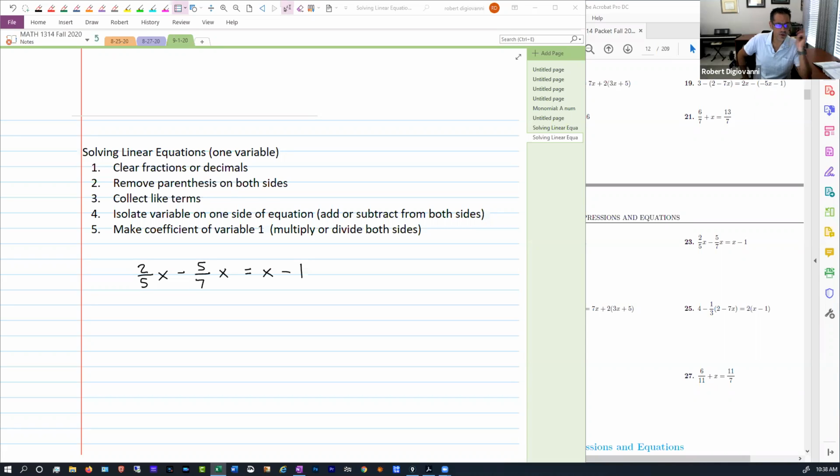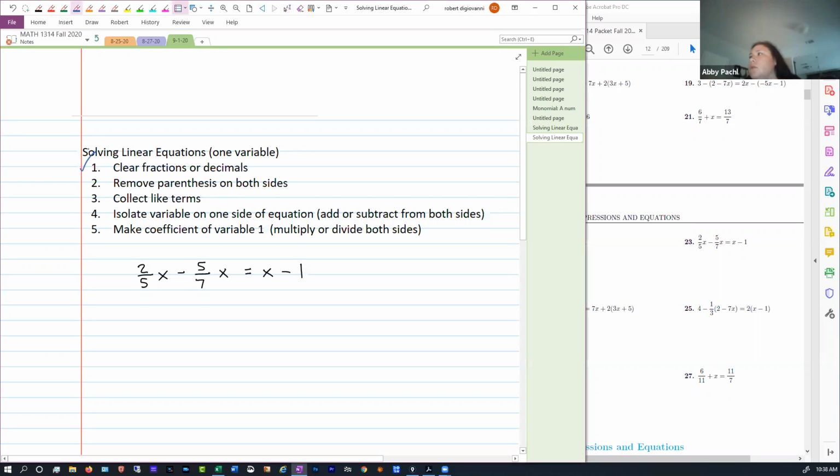So we're going to try and clear the fractions, right? That's the first step. So we actually have fractions for the first time. So when we clear a fraction, Abby, are you familiar with it? You know what? You seem stressed. Do you want me to just come back to you another time? Or? No, you're okay. Okay.